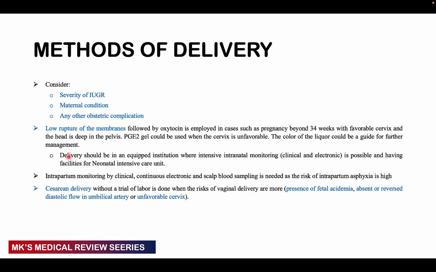So the methods of delivery, generally we want to consider the severity of the intrauterine growth restriction, the maternal condition, or any obstetric condition. Generally, we can perform low rupture of membranes followed by oxytocin in cases of pregnancy beyond 34 weeks with a favorable cervix based on your Bishop score. Then, of course, if the head is also deep in the pelvis. So your prostaglandin E2 gel could actually be used if the cervix is unfavorable. Then the color of the liquor could be a guide for further management.